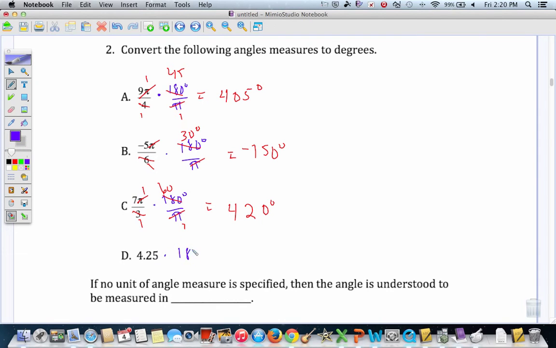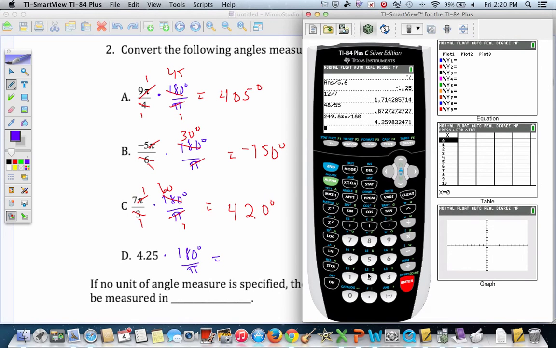And we have a decimal here with our last one, so much like we did with our degrees to radians, we'll simply type this into our calculator, and we have 4.25 times 180 divided by pi.